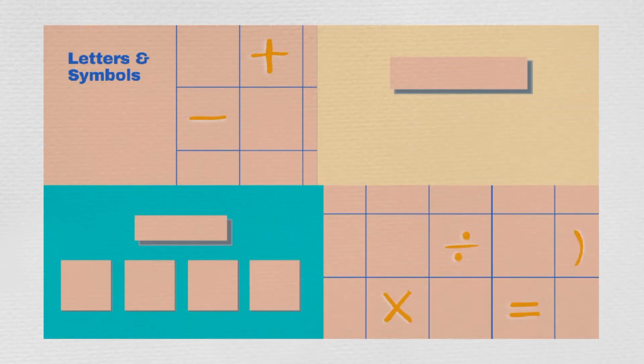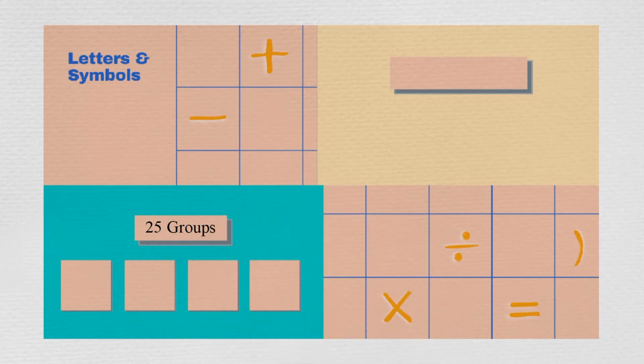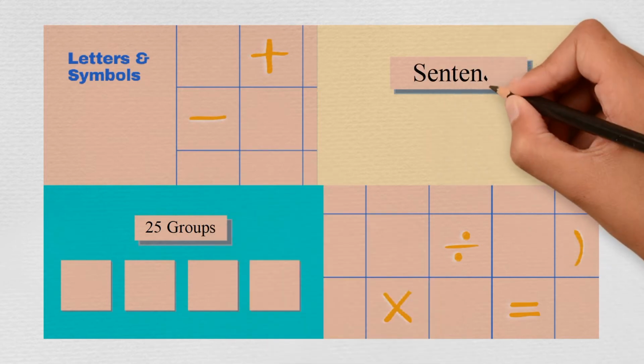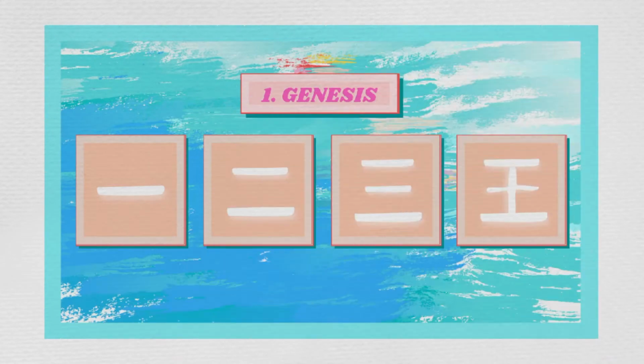Okay, let's start now. Firstly, we are going to break down these 100 keywords into 25 groups. Each group has 4 words to form a sentence. Secondly, if you are not familiar with the stroke structure of Chinese characters, we can replace them with some English letters and symbols. Let's take a look at the first sentence. We have 4 words, they are 1, 2, 3, and king.